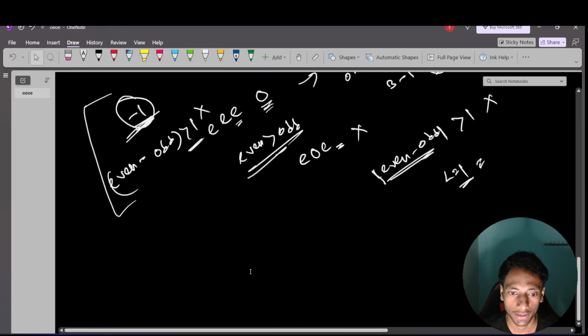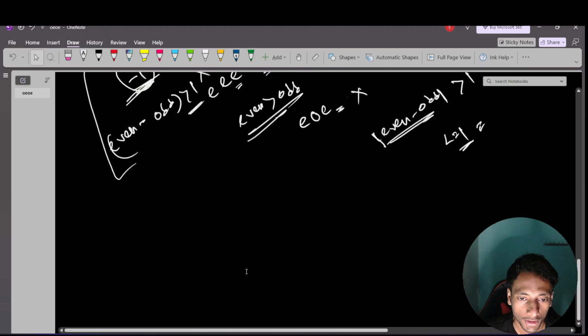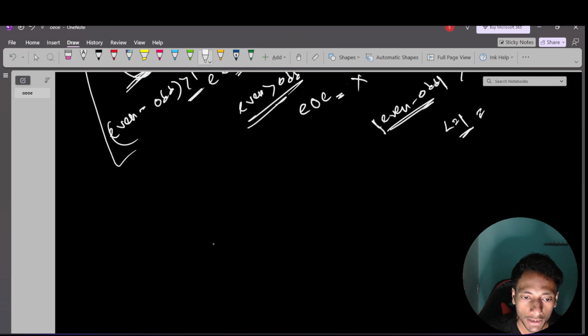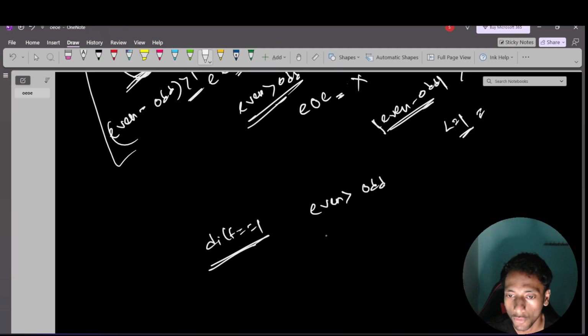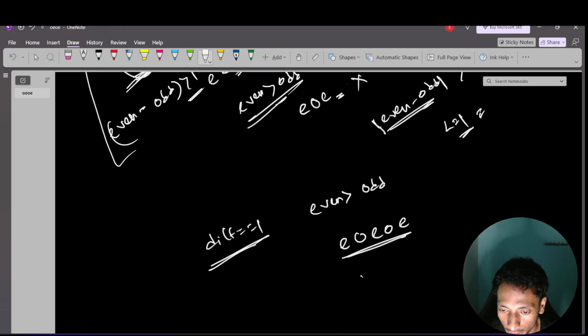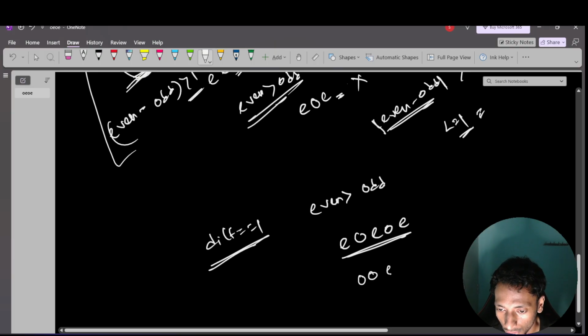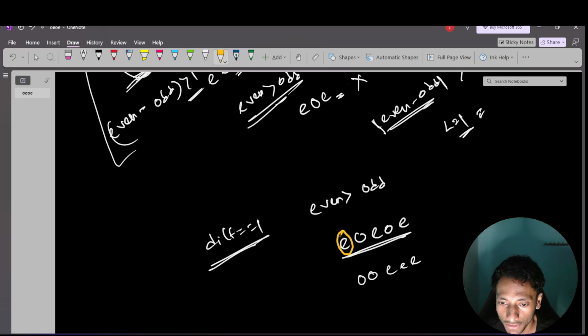Now I have to calculate the minimum number of swaps required. If the difference is equal to 1, suppose even is greater than odd, then I can generate only one pattern, which starts with even, odd, even, right? So for this situation, how can we count how many swaps are required? Suppose our input array is something like this: odd, even.